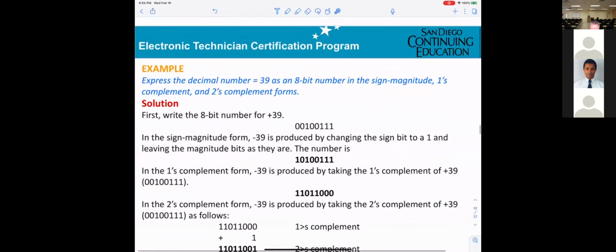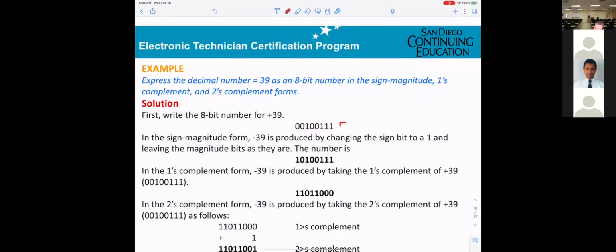Let's see what else. Now, an example. They say express the number 39 as an 8-bit number in sign magnitude, first complement and second complement form. Try to see how they do it. First, you need 8 bits for 39. This number you change it, you can get 39.